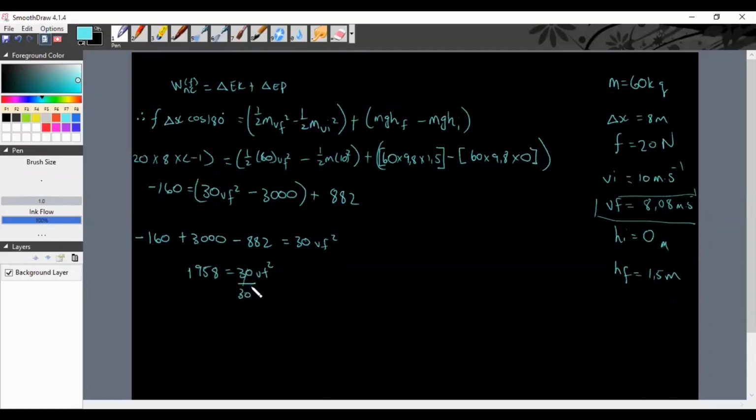Divide both sides by 30. Okay, and then we're going to square root this as well to get VF on its own. Therefore, VF should equal exactly the same answer that we got previously last week, 8.08 meters per second.